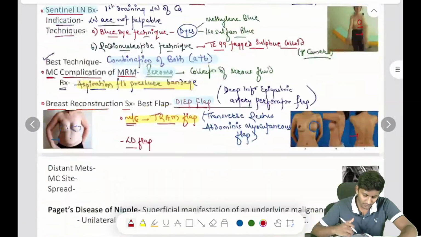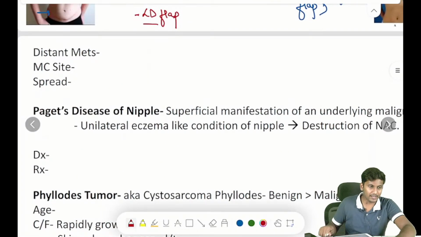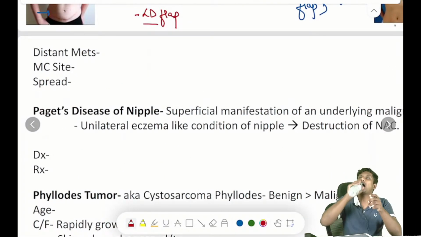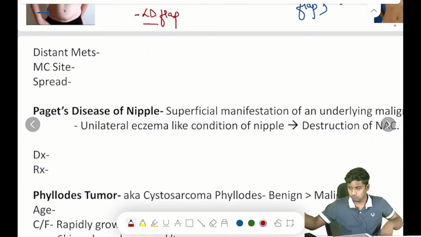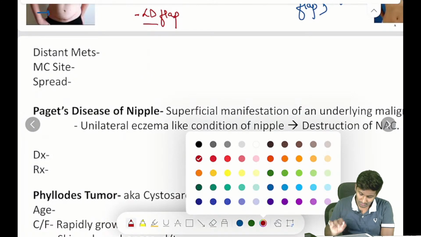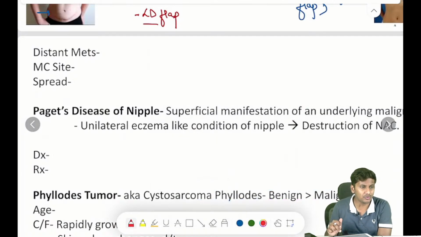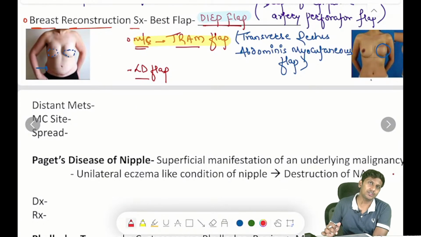Okay, so let's move further now. Talking about the distant metastasis from a breast cancer. 5-fluorouracil can be used, but the most commonly used treatment regime, children, is ACP. That is 4 cycles of adriamycin and cyclophosphamide given, followed by 4 cycles of paclitaxel usually. That is the chemotherapy regime which is given in the patient of breast cancer. That you have to remember.